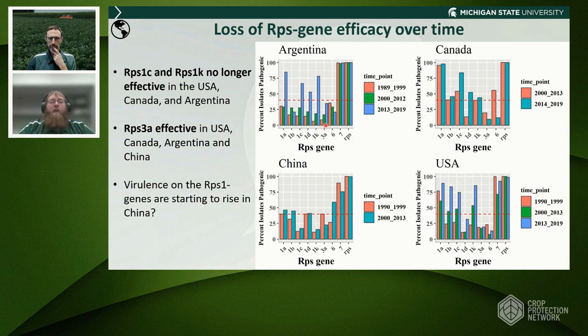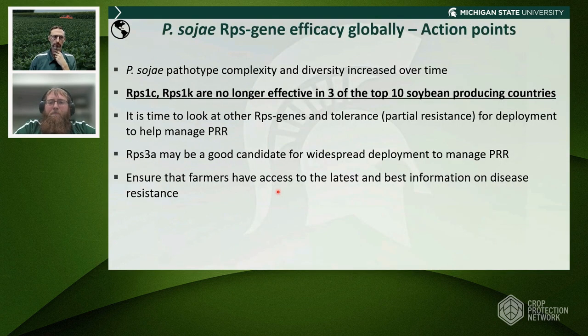China was kind of an outlier here. Phytophthora sojae is actually an invasive pest there, so it hasn't been around as long as it has here in the United States and Argentina and Canada. So their data looked a little different, and we're still looking into that, trying to understand why that is.